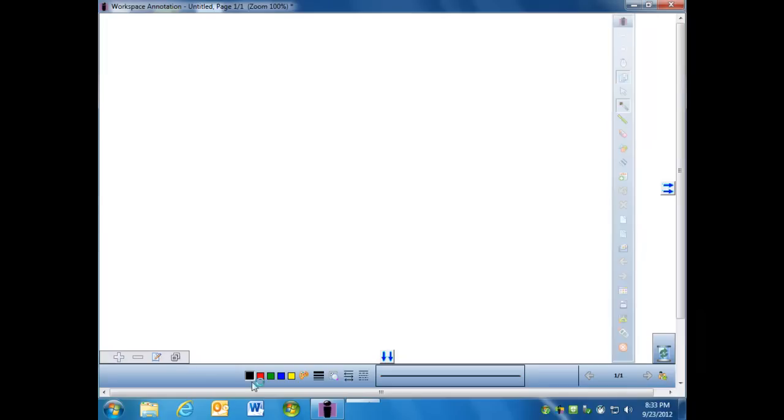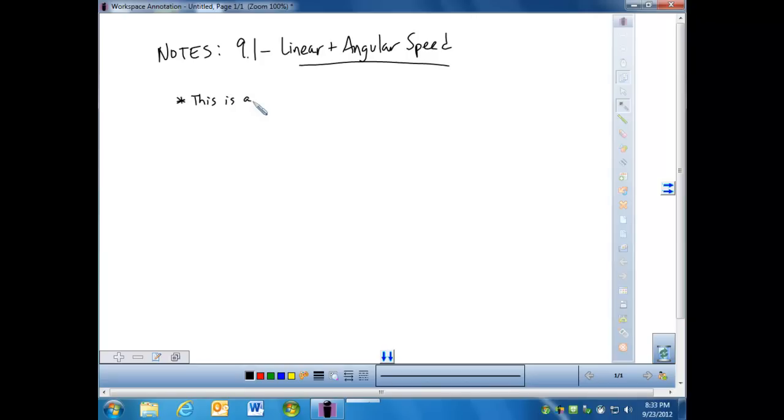Alright, welcome back. Tonight we've got section 9-1. We're going to wrap up the section right now as we look at an application using radian measure, something that you can use in real life. So why we might use radians instead of degrees, for example. Okay, and that idea is linear and angular speed.